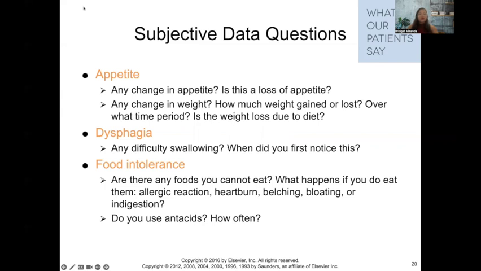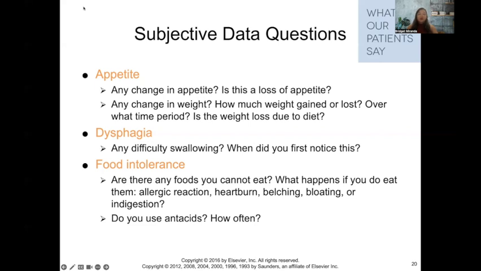Also, I want to bring your attention to this term dysphagia. And dysphagia is different than dysphasia with an S. Dysphagia with a G is talking about difficulty swallowing. And you want to ask them, when did you first notice this? Are you creating more saliva or not enough? Is it happening with thick fluids or thin fluids? Getting the characteristics of why and what they are having difficulty swallowing.